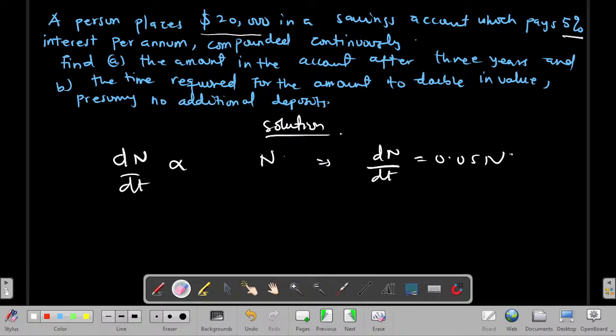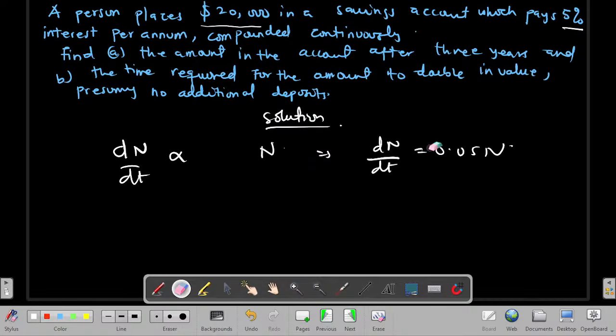We can solve this differential equation either as linear or separable. In this format, it appears to be separable, is that not it? But we can say dN over dt minus 0.05N is equal to 0. This then becomes a linear differential equation, which we can solve as such, right?